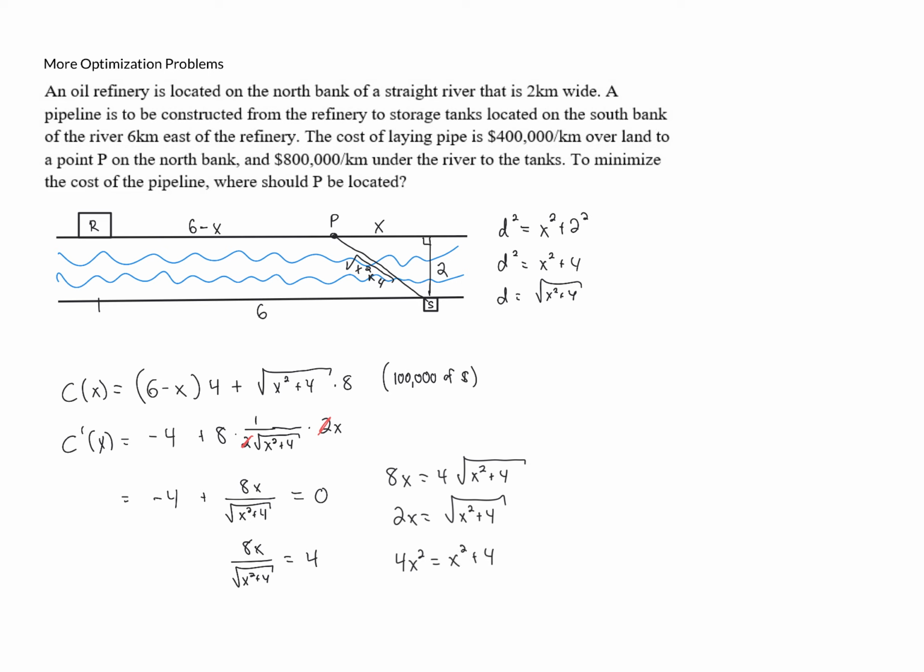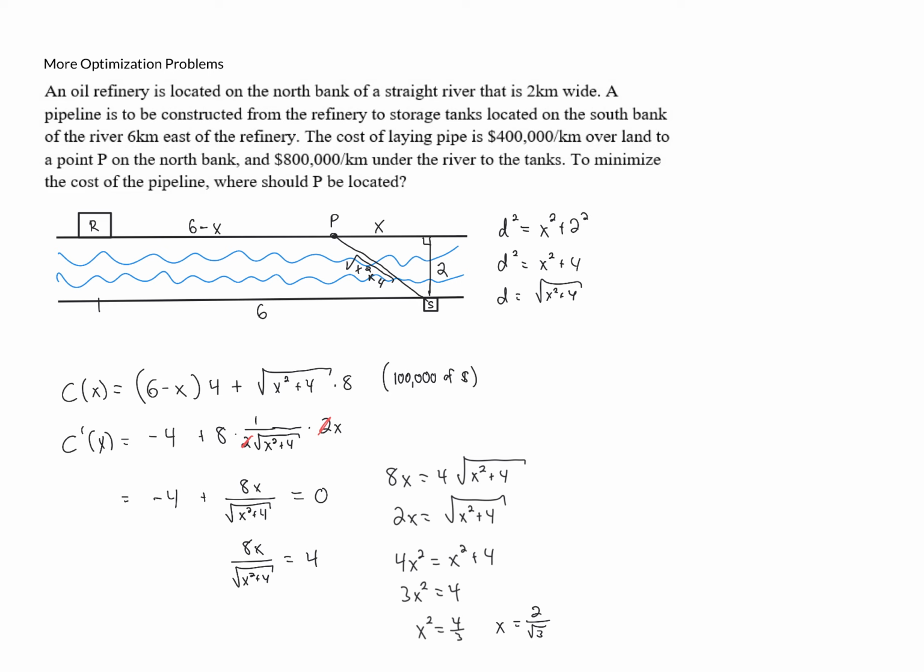I think we're getting there. Subtracting x squared from both sides gives us 3x squared equals 4. Divide by 3, x squared equals 4/3. And if we take the square root of both sides, that's going to give us x equals 2 over root 3. We don't need to worry about -2 over root 3.